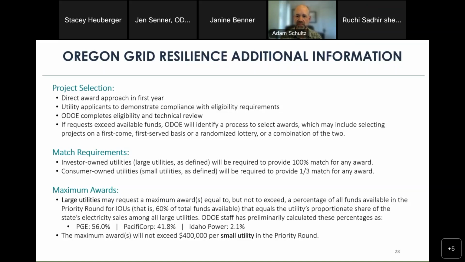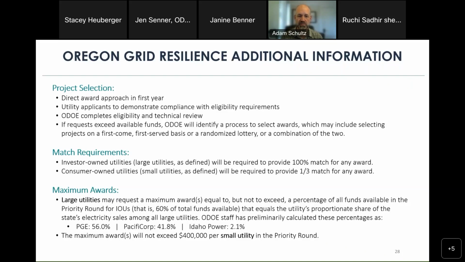And then the last element here I'm going to cover is around maximum awards. And again, this is an area where I really am looking for some feedback. We're trying to balance here having sufficient dollars available per award so that we can make meaningful investments for individual projects with the total number of awards that we can make. So that's what we're trying to strike a balance here.